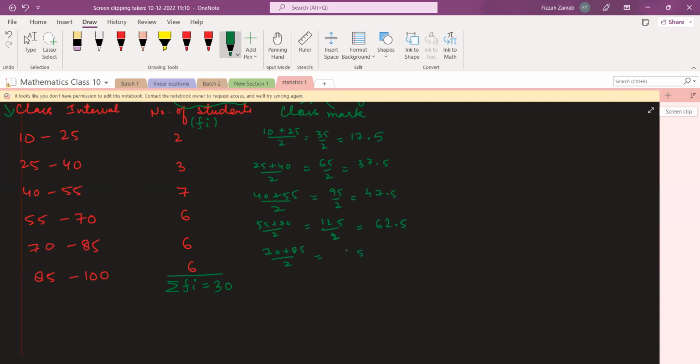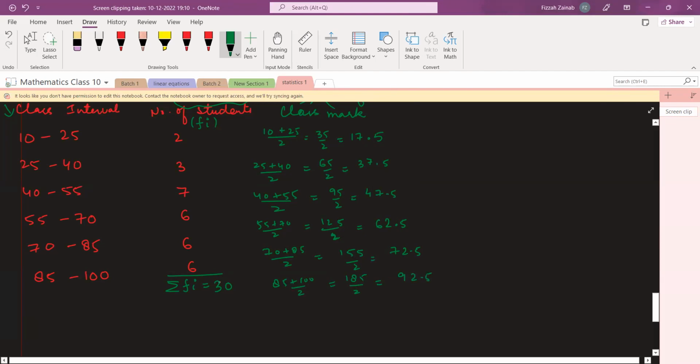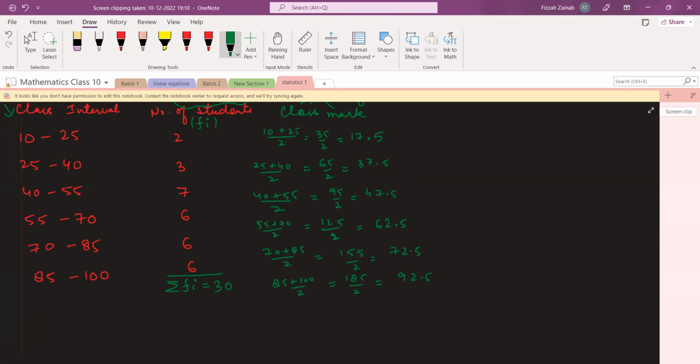So this is 5 and 14, 155 divided by 2. That becomes 77.5. And the next is 85 plus 100 divided by 2. So 185 divided by 2. This is 2 into 9 is 18, 2 in 92.5. So I'm getting this. Please write. Yeah, okay.